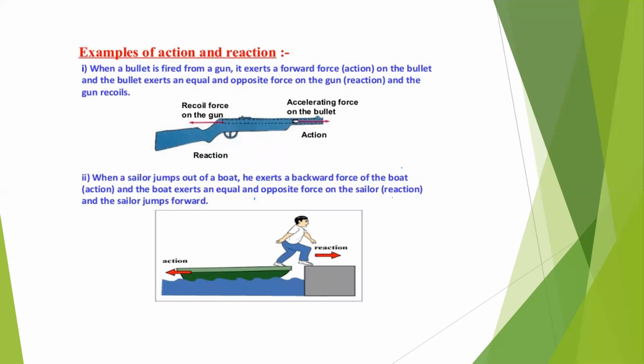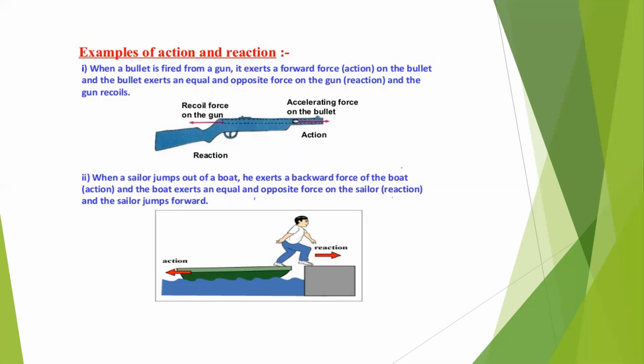You can see here one more example. When a bullet is fired from a gun, it exerts a forward force on the bullet. Correct, the bullet moves in the forward direction. So this is forward force. This is nothing but what? Action. And the bullet exerts an equal and opposite force on the gun and the gun recoils. So this is what? Reaction. So action and reaction here you can see.